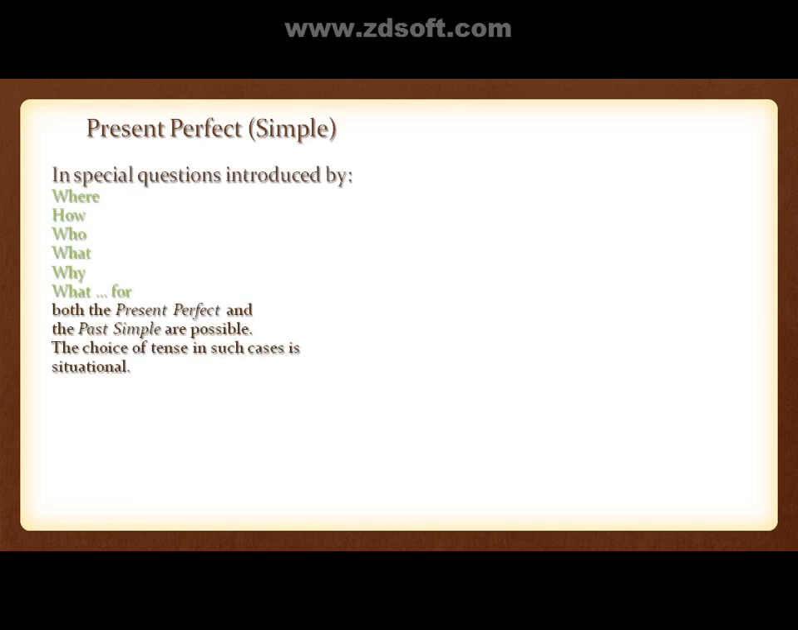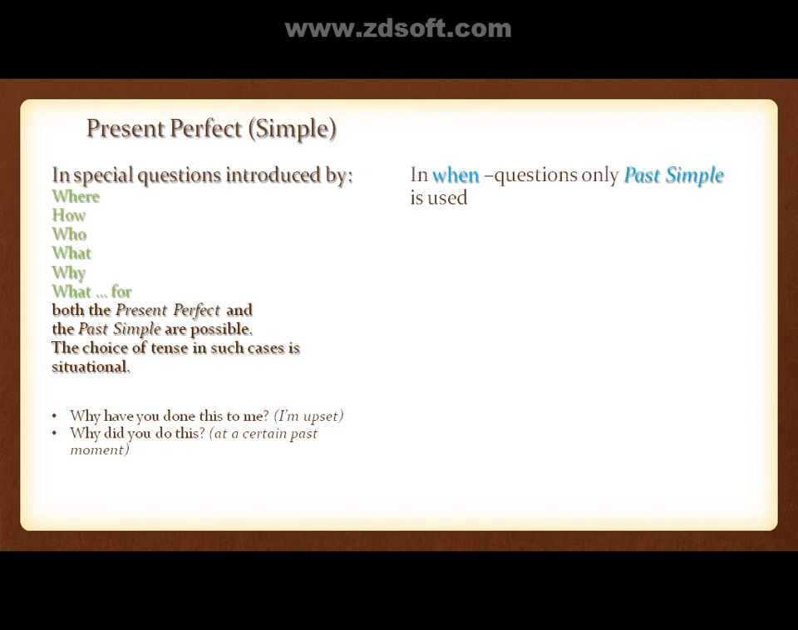In a special question introduced by where, how, who, what, why, what for, both the present perfect and the past simple are possible. The choice of tense in such cases is situational. Why have you done this to me? I'm upset. Why did you do this? At a certain past moment.